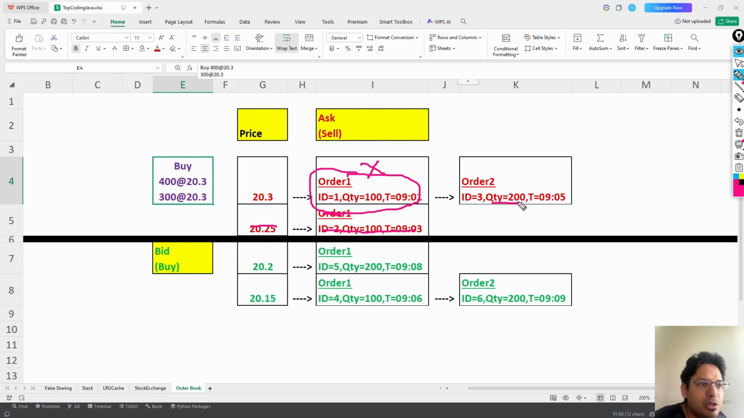So this order 2 is now matched with this 200 quantity with the 300 quantity. So it means that this is again fully exhausted. I mean, this is completely filled now, total fill now. And then we have to remove this. And then in our algorithm, we are also doing this check that if no order is left now, because both are completely filled, so it means that this price level would be removed from our map.